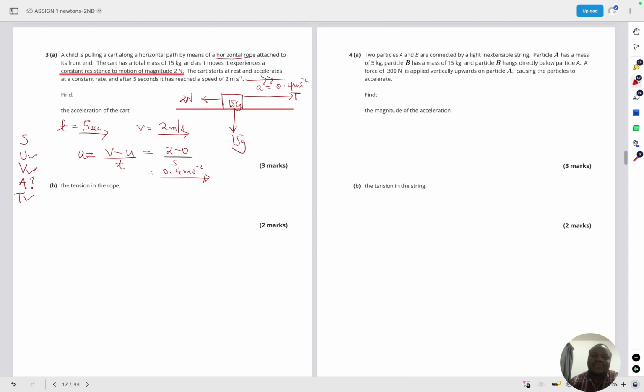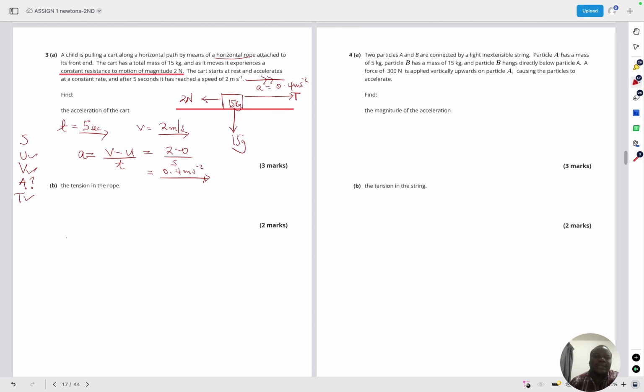Now we have the acceleration, we've got the mass, and we've got the 2 newtons that is opposing the motion. Then we can be asked what the force applied in the string was to make it move like that. Look at question B, the tension in the rope. They want us to find the applied force that was experiencing a resistance of 2 newtons, and whose net made it accelerate at 0.4 meters per second squared.